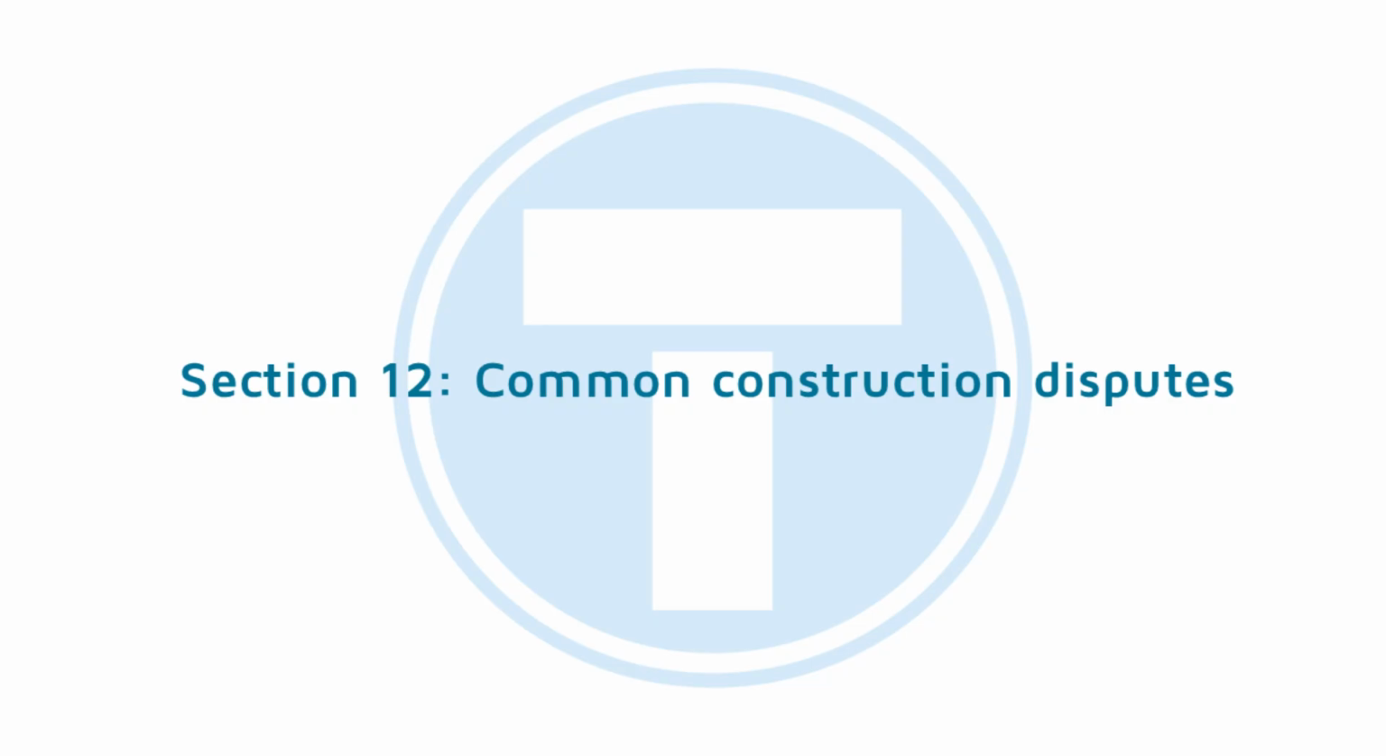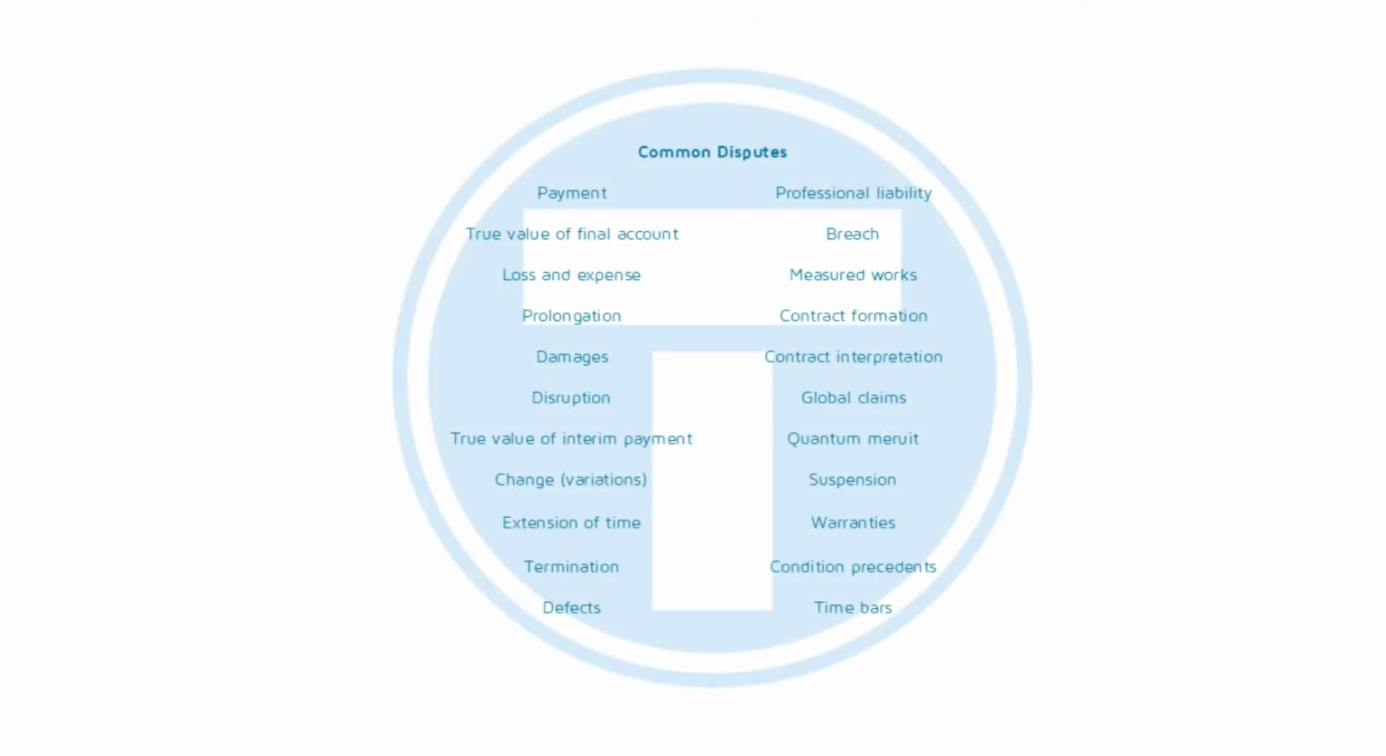Section 12. Common construction disputes. The number of different types of construction disputes brought to adjudication each year may rank differently. However, there are some common reoccurring categories that tend to feature regularly. Payment. Technical disputes over payment notices.